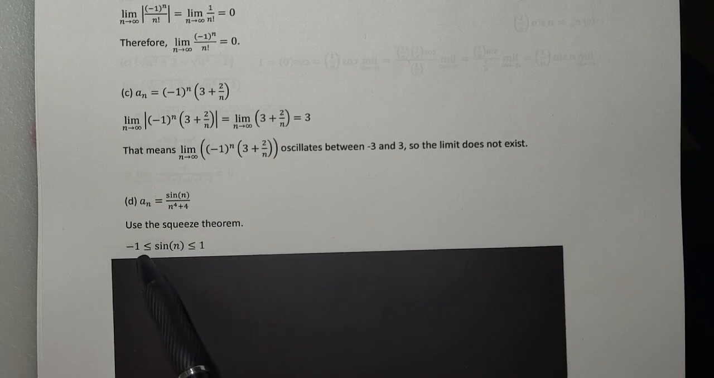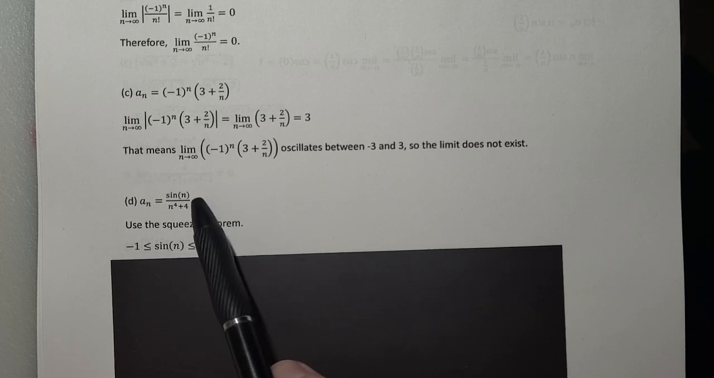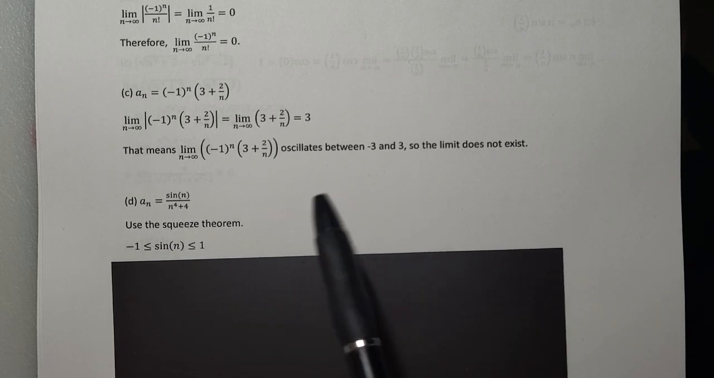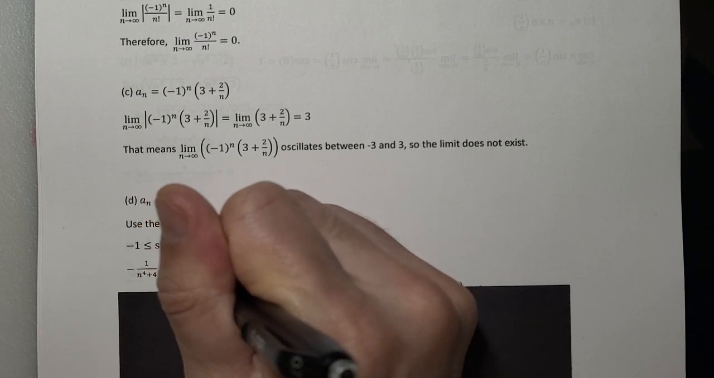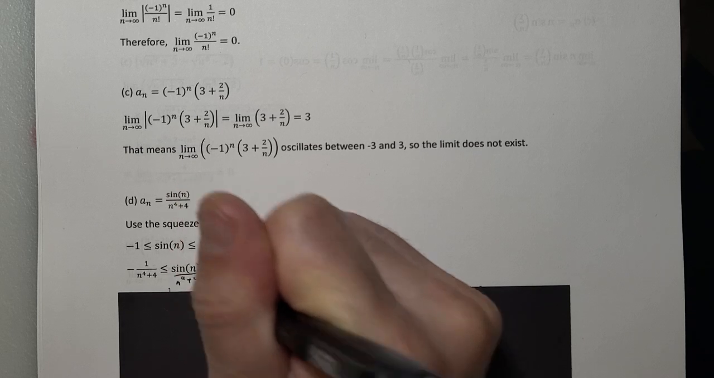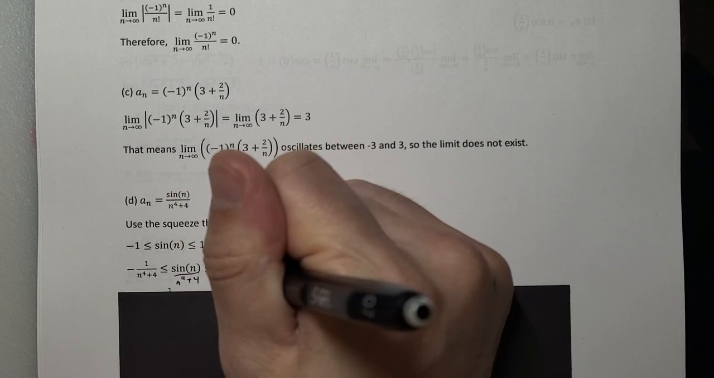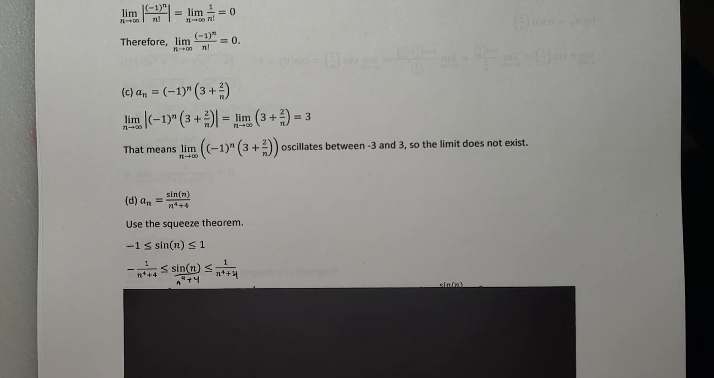So sine n is between negative 1 and 1. That's the range of it. And as always, you want to start from here and then make the middle match this. So you just want to divide everywhere by n to the 4th plus 4, which I forgot to write over here. And this should be a 4 over here. I don't know what I was typing.